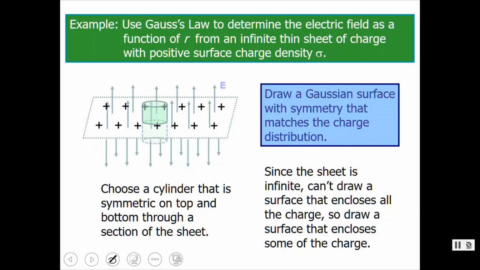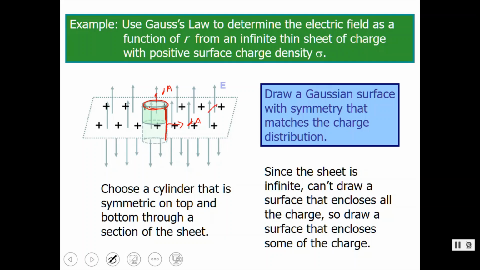So what I'm going to choose is a cylinder. This cylinder is going through the sheet. It's set up so that the long side is parallel to the electric field, so that this top surface right here would have a dA vector pointing out, and the dA vector for the side would be off to the right. So we've chosen something that has good symmetry with the top and bottom, but is actually perpendicular on the side.